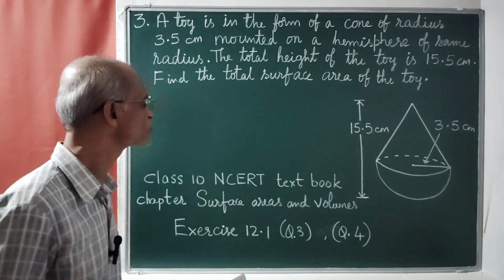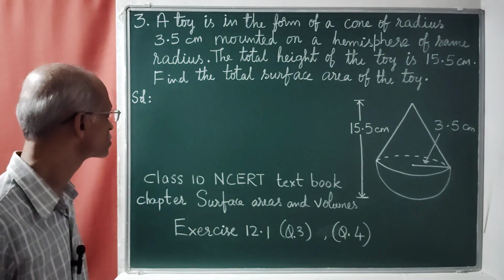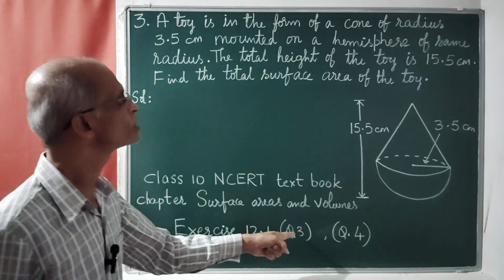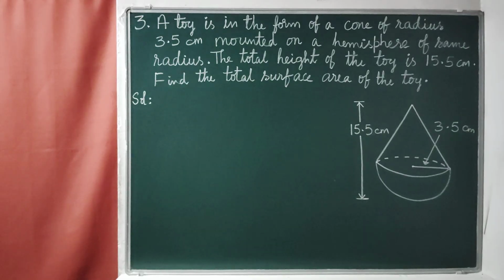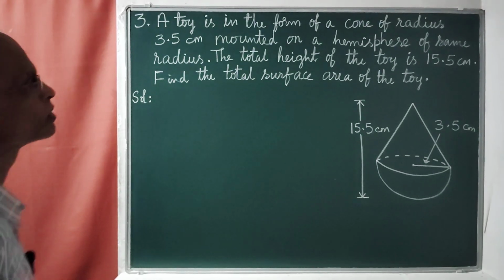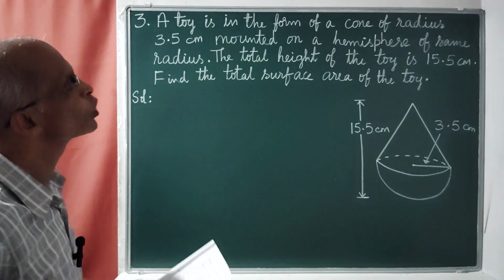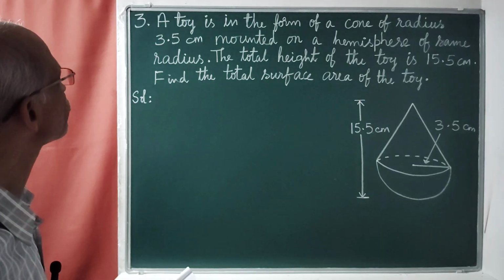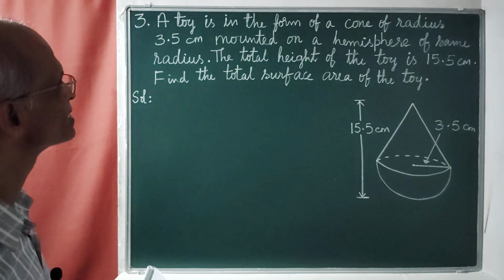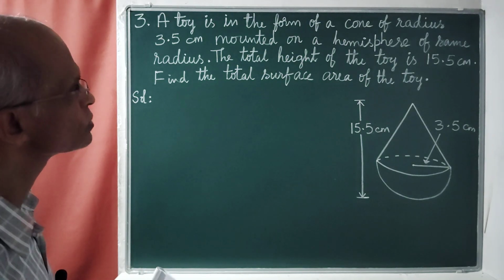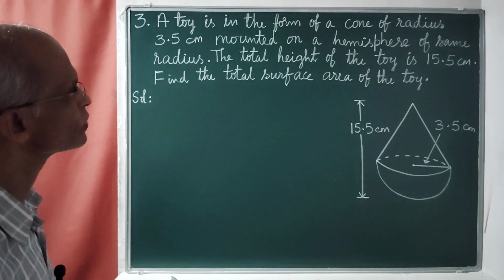In this class, we'll solve sums from class 10 NCERT textbook, chapter Surface Areas and Volumes, exercise 12.1, question 3 and question 4. The question is, a toy is in the form of a cone of radius 3.5 centimeters mounted on a hemisphere of same radius. The total height of the toy is 15.5 centimeters. Find the total surface area of the toy.